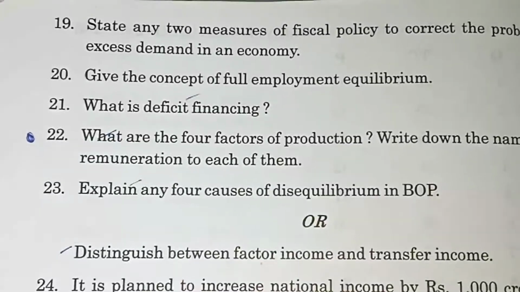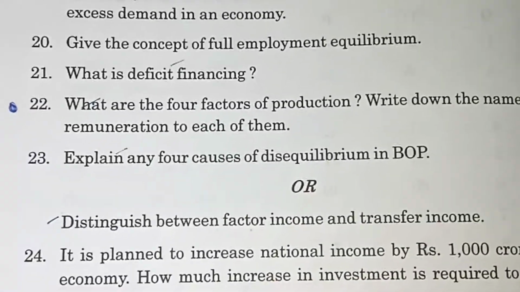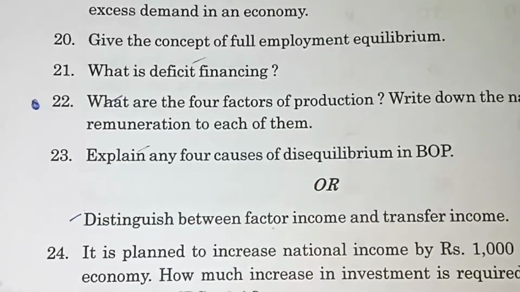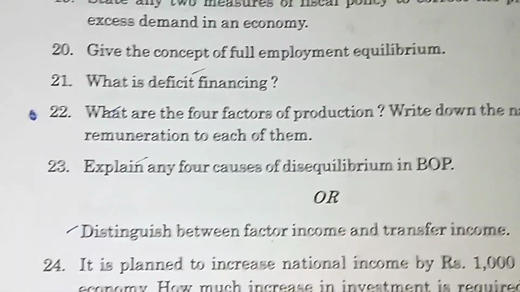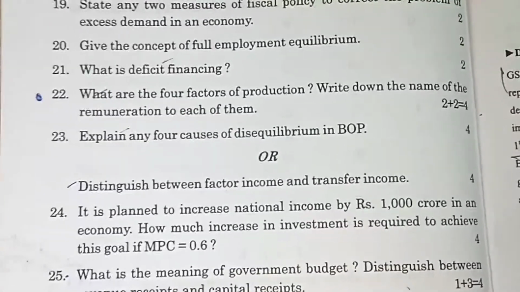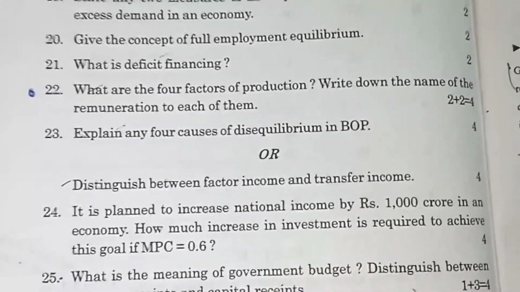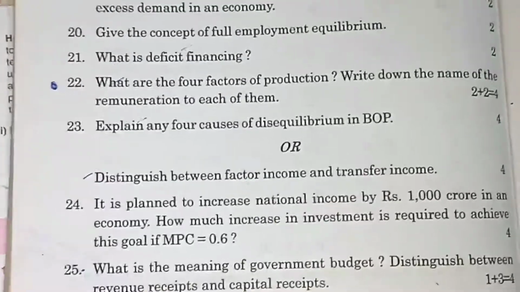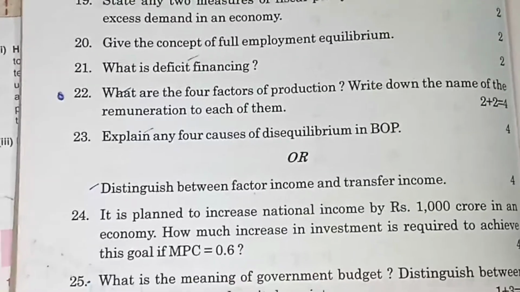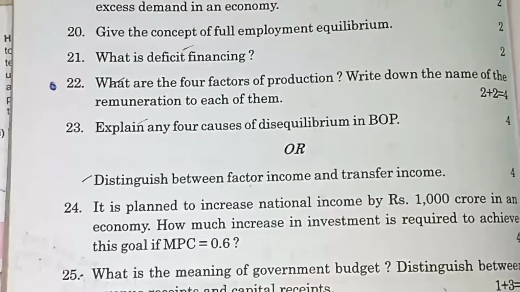Give the concept of full employment equilibrium. Full employment means there is full efficient use of resources in an economy, and the labor market doesn't exist in full employment. Deficit financing means when the government expenditure exceeds its revenue, the government may start deficit financing. In deficit financing, the government may adopt temporary funding. And there are some following ways to meet the deficit in budget: monetary expansion, borrowing, disinvestment.